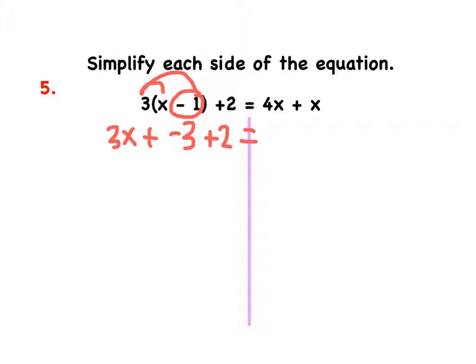And I'm going to say that that's all equal to 4x plus x. Because I didn't add or subtract any new numbers, I just used the numbers that were already there. Now I can combine like terms on both sides. I want you to pause the video and try this on your own, and then start it back up again to check your answers.